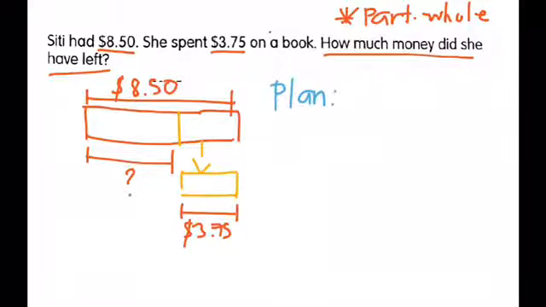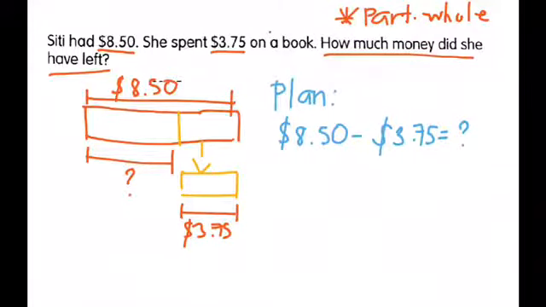So what are we going to do? We're going to subtract $8.50 with $3.75. Make sure to also show your working.